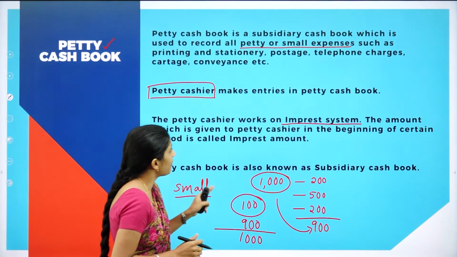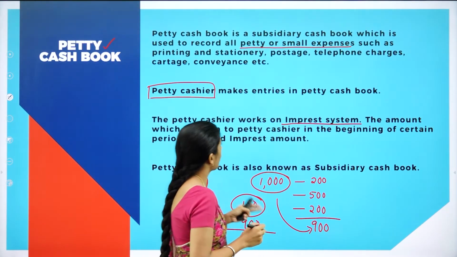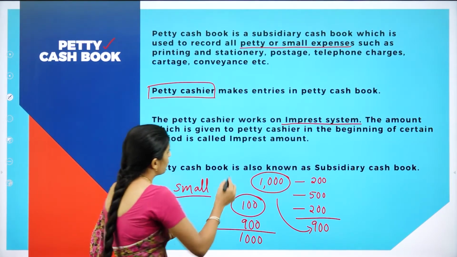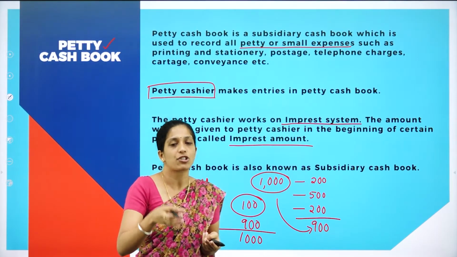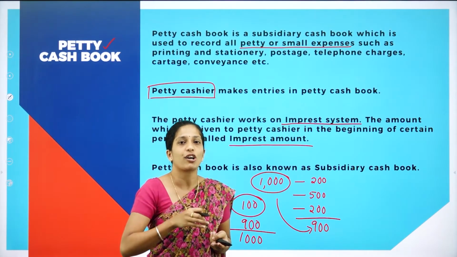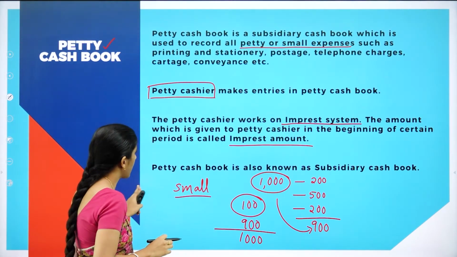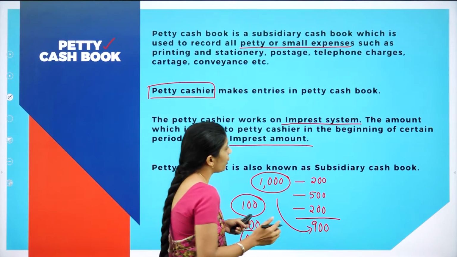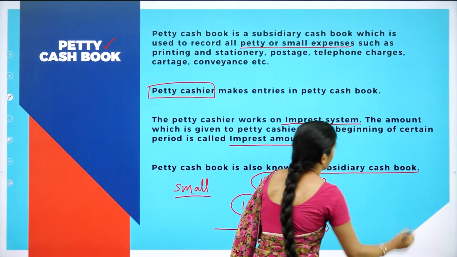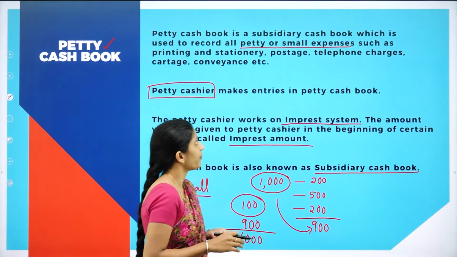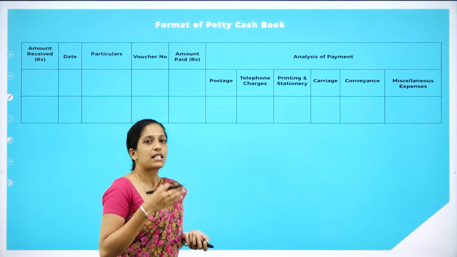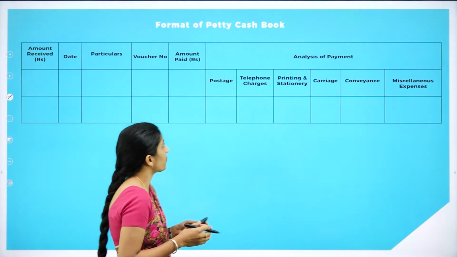The amount which is given to the petty cashier in the beginning of a certain period is called as what? Imprest amount. So as I told, the amount which is given by the main cashier to the petty cashier at the beginning of a certain period is known as imprest amount. Petty cash book is also known as subsidiary cash book. So petty cash book is also known as what? Subsidiary cash book. Now we shall see what is the format of petty cash book.